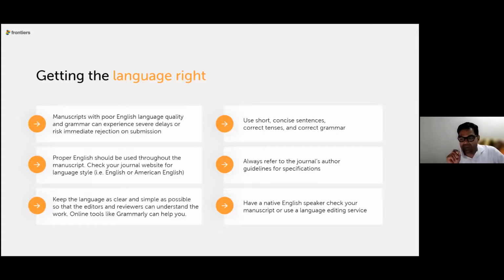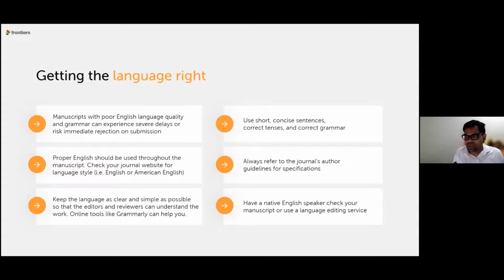Also, you need to check whether these journals need American English or British English, okay? You need to check these journals. Also, keep the language as clear and simple as possible. I know some people try to give more than one message in a single sentence, and then they have 3 to 4 line sentences. And I think that actually complicates this whole thing. So you should have really clear, simple, brief sentences.